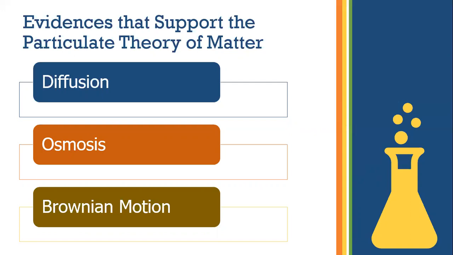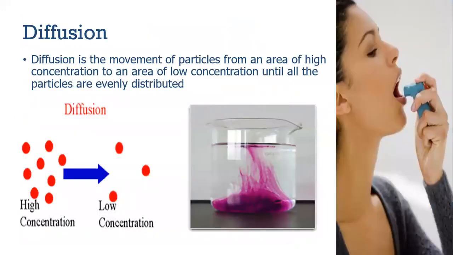Now, what is diffusion? What are we even talking about when we mention diffusion? Diffusion is the movement of particles from an area of high concentration to an area of low concentration until all the particles are evenly distributed. Diffusion happens in everyday life. Diffusion happens at home when you're making your tea, and you're using your tea bag. That is diffusion. You're making Milo, that's diffusion.